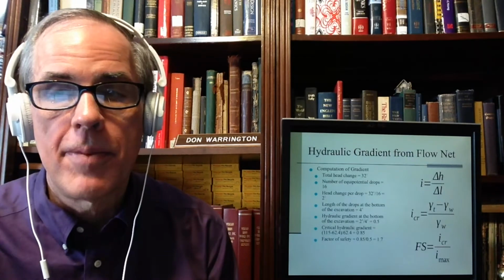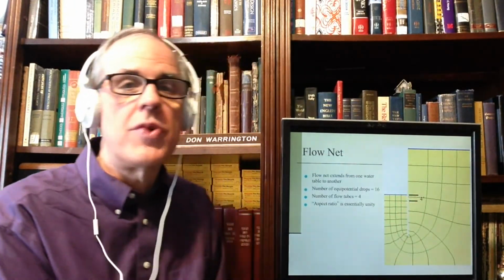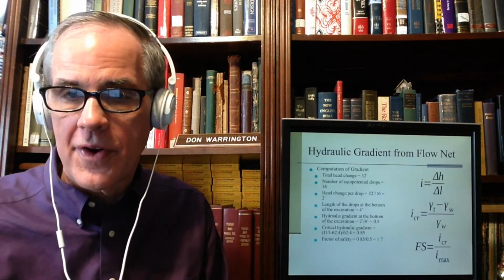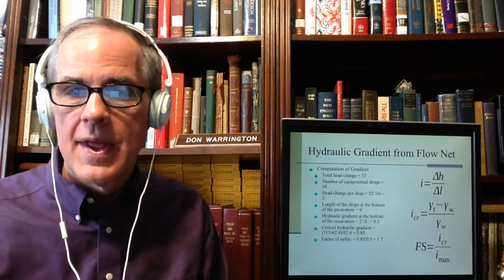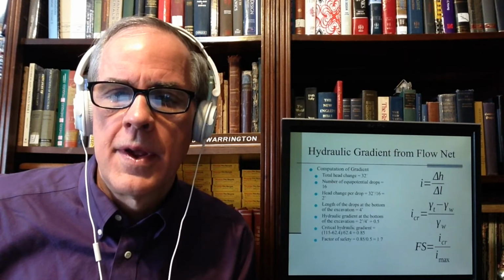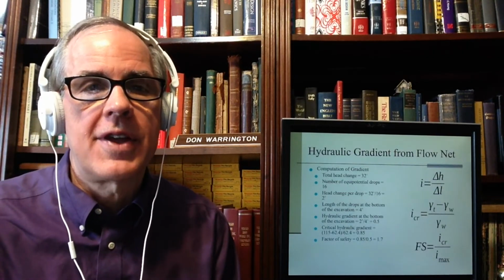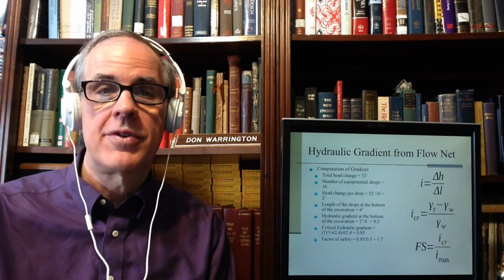The hydraulic gradient at the bottom of the excavation, let me back up. This is 4 feet. The head change between this point and this point is 2 feet. So therefore 2 over 4 feet is 0.5. The critical hydraulic gradient is equal to 115 minus 62.4, which is the submerged unit weight, over 62.4, which is 0.85. That is on the low side, because 115 is a little looser than usual. And the factor of safety is 0.85 over 0.5, which is 1.7, which is not bad. How bad it is depends a lot on your application, how much confidence you have in that unit weight figure, and how much confidence you have in your analysis.